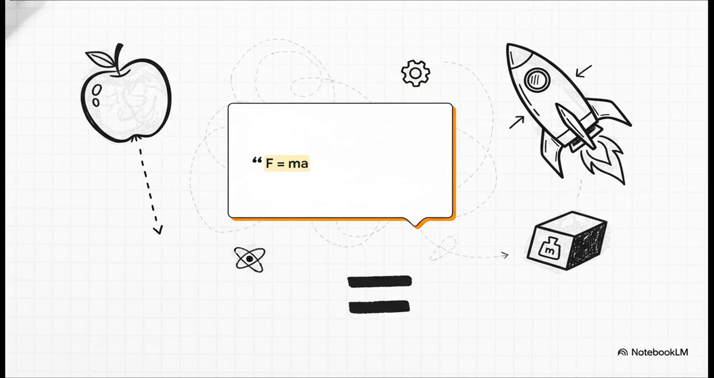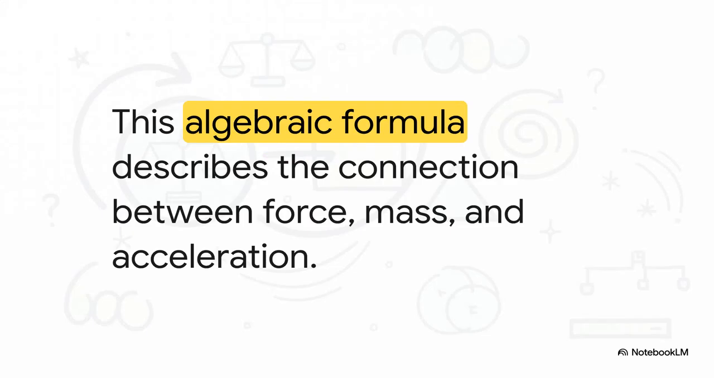And this right here might be the most famous algebraic sentence ever written. F equals ma. Just 3 letters and an equal sign. It's so simple, so elegant, and it completely changed how we understand the world. This, of course, is Newton's second law of motion. All it says is that force is equal to mass times acceleration.